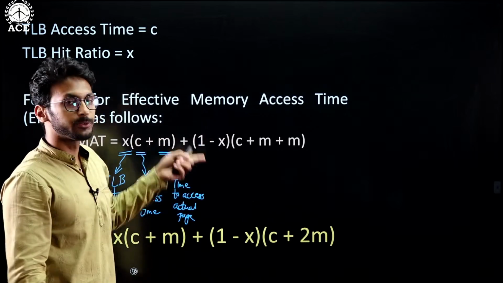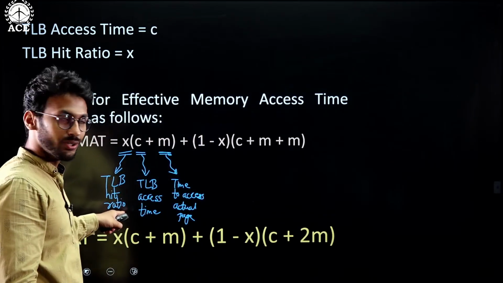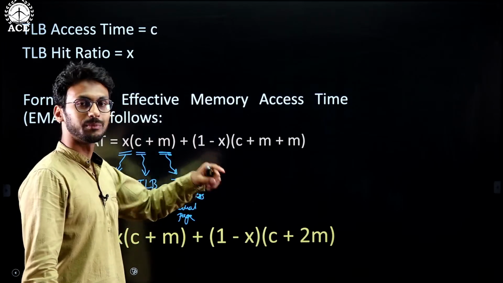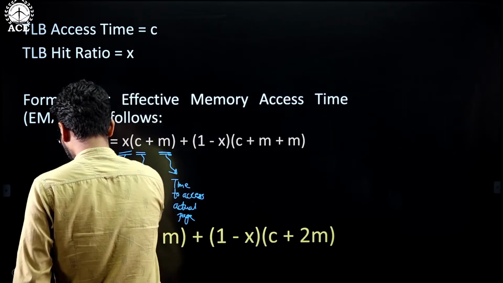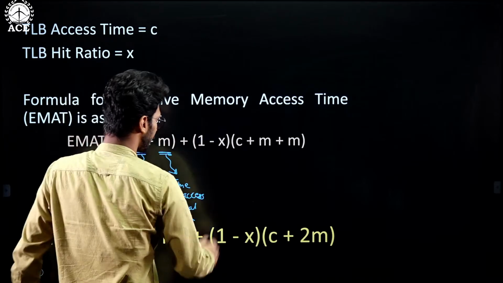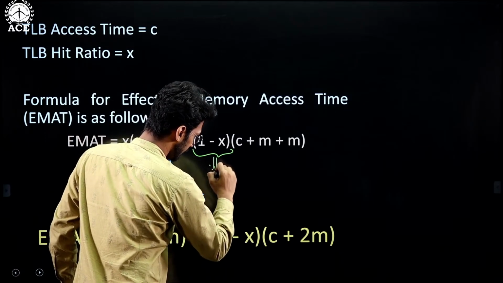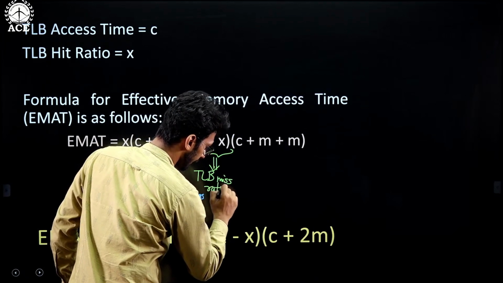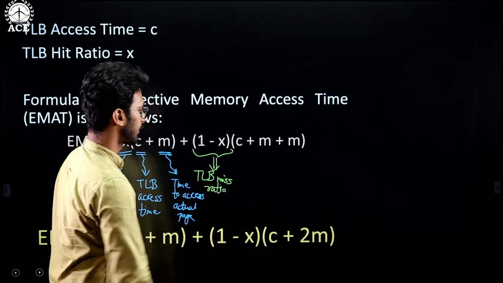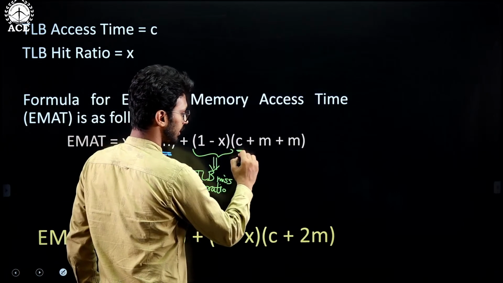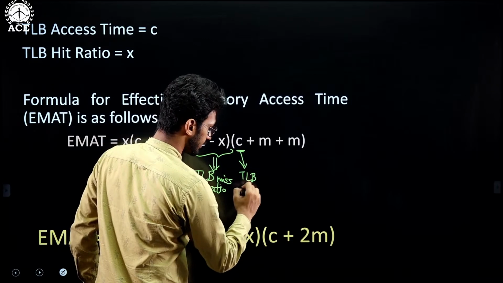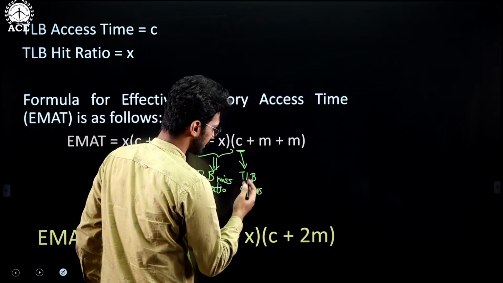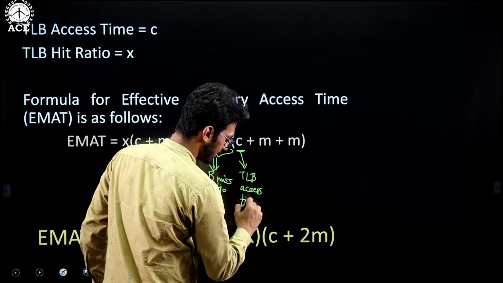Done. 1 minus X means what? If X is the TLB hit ratio, 1 minus X will be what? TLB miss ratio. Now 100% minus X, 100% means once. 1 minus X, miss ratio. Okay, let me change the color. What is this? TLB miss ratio. Done. What is C? C is again TLB access time. Just like main memory access time is M, TLB access time is just C. Just notations only.